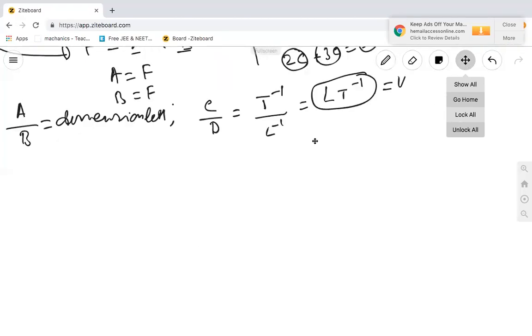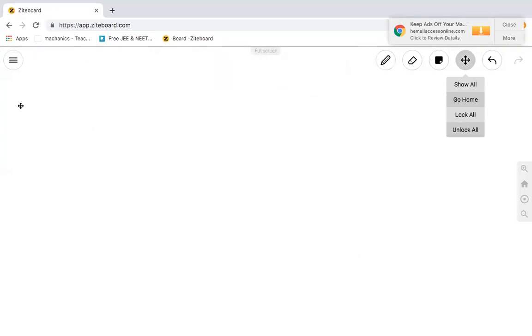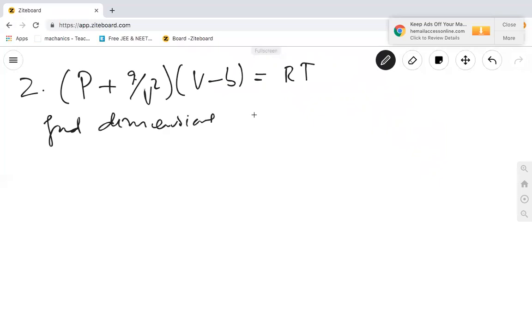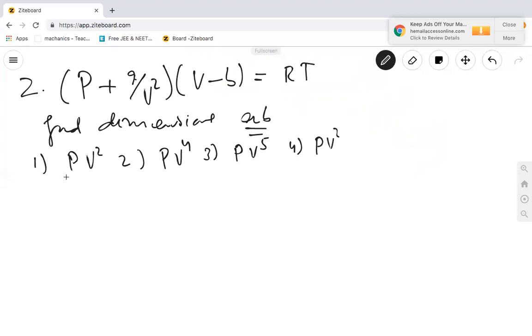Okay. Let me go to the second question. The second question is P plus A by V square, times V minus B, is equal to RT. Find the dimensions of the AB product. Number 1, the same as PV square. Number 2, PV4. Number 3, PV5. Number 4, PV square. Which one do you think is the correct answer? Think for a moment.